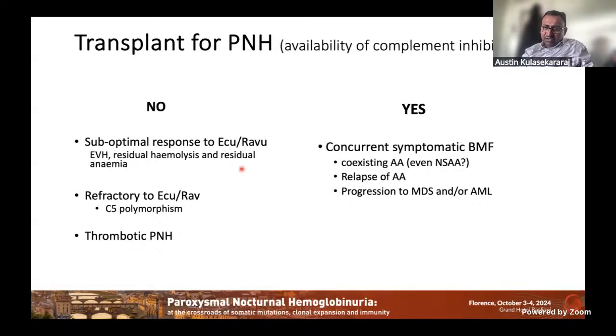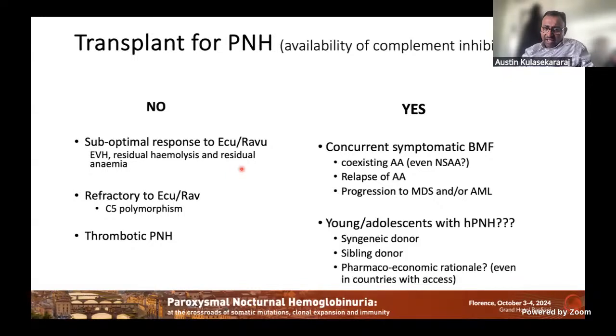So I think I will stop there, and there is always a temptation, in a 20-year-old with a sibling or a syngeneic donor, when you think of the cost of anti-complement therapy over many, many years, there is a rationale there as well.